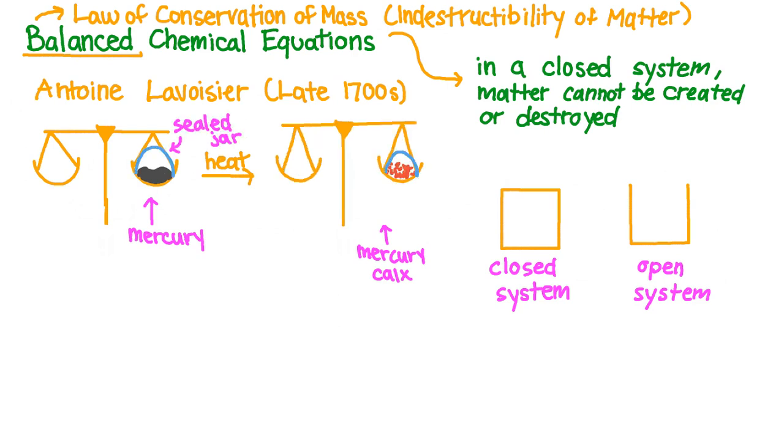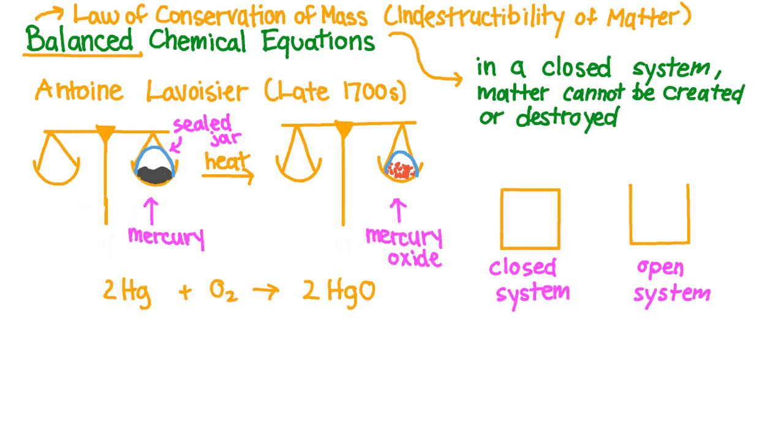But when Lavoisier performed the reaction in a sealed jar, making the system a closed system, the mass of the system remained constant. It turns out that the metals were reacting with the oxygen in the air to form metal oxides, and when you considered the mass of the metal plus the mass of the oxygen it was reacting with, the mass was in fact conserved.